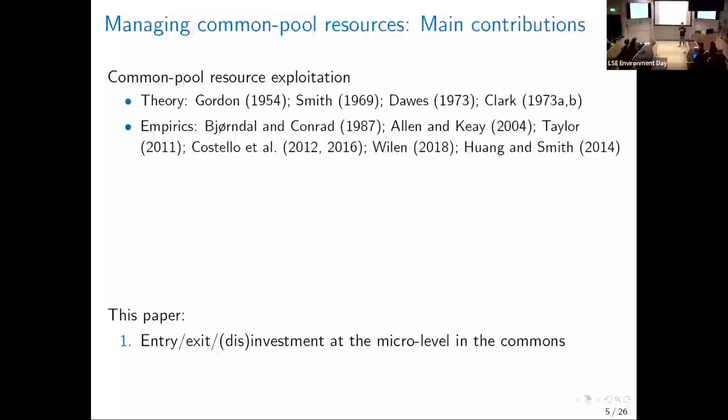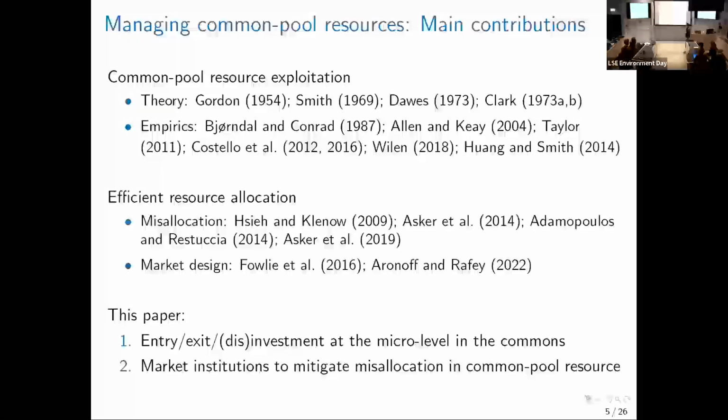In the literature on economic resource exploitation, there has been a long tradition of theoretical works. And recently there have been increasing empirical papers. Compared to these existing papers, I explicitly consider entry, exit, and investment problems at the micro level. Also, there has been increasing attention on resource allocation more broadly, from detecting misallocation to evaluating market design. In relation to this, I suggest market institutions to mitigate misallocation issues in the commons.